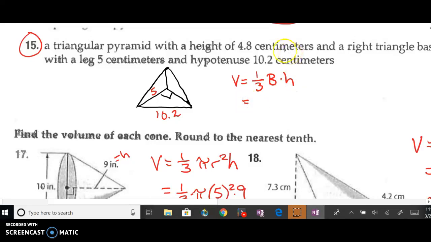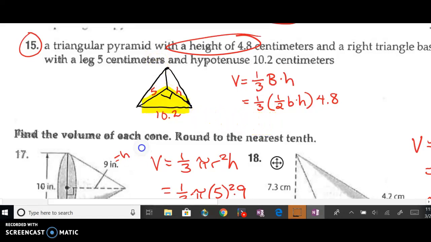So the height part we have, that's the 4.8. What we need is that area of the base, and we know for a triangle area is 1/2 base times height, and then we're going to say times the 4.8 for the height of the pyramid. So since I don't know the height of my right triangle base, I can't find the area, so I'm going to have to go solve for that in my side work.